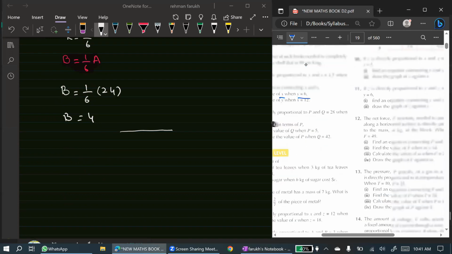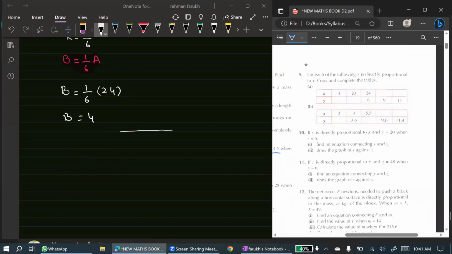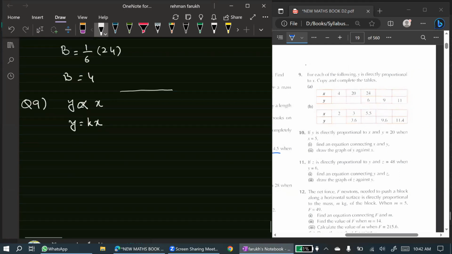Now question number 9. For each of the following, y is directly proportional to x. Now look at the table. Is there any column in which both x and y are given? Yes, x is 24 and y is 6.